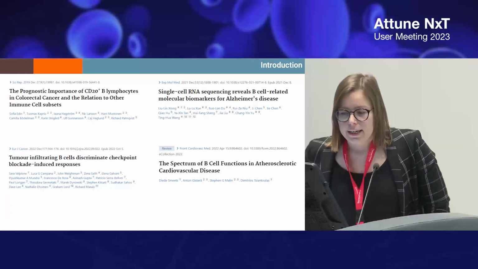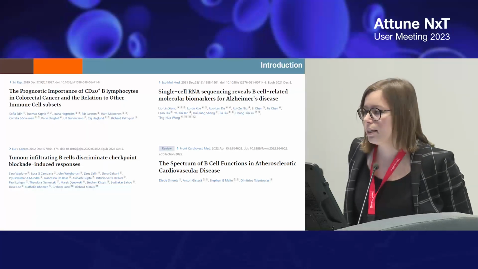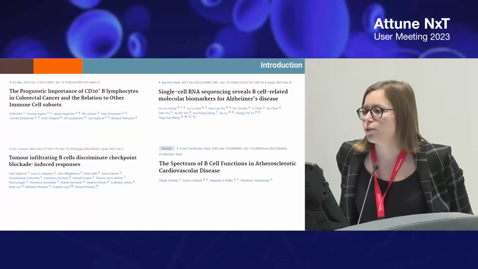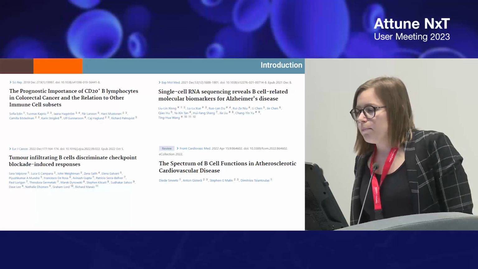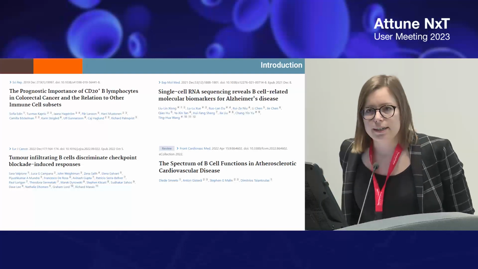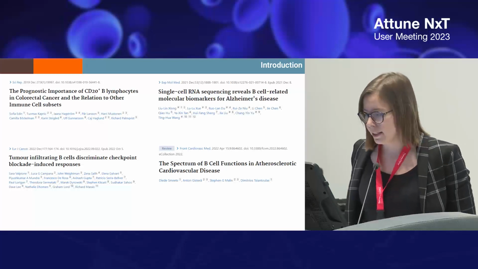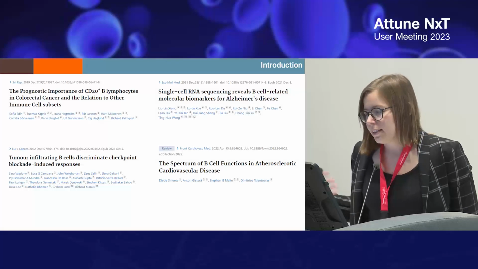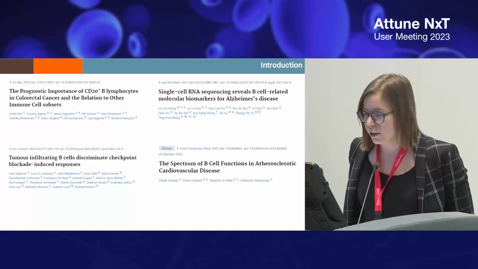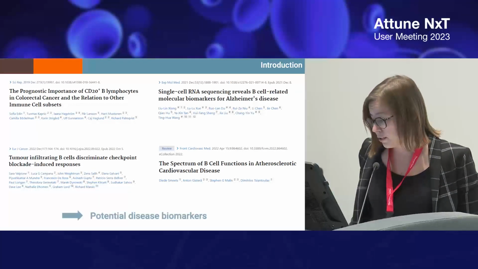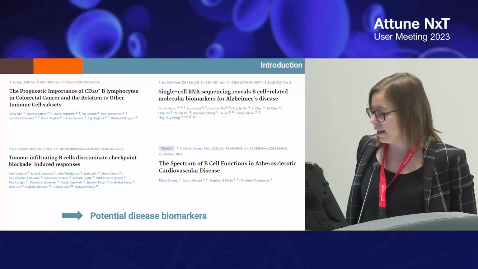So in the last years, the role of B cells has become evident in many diseases that are not only infections or autoimmune disease. As you can see from this example, there are biomarkers related to B cells in Alzheimer's disease or in cardiovascular diseases, and the role is currently being studied also in relation to the progression of solid tumors. And for that reason, we can say that for many diseases, B cells can be potential biomarkers.